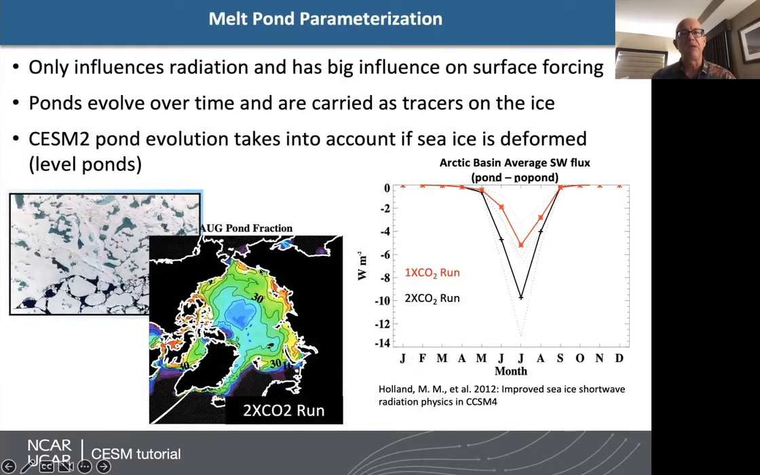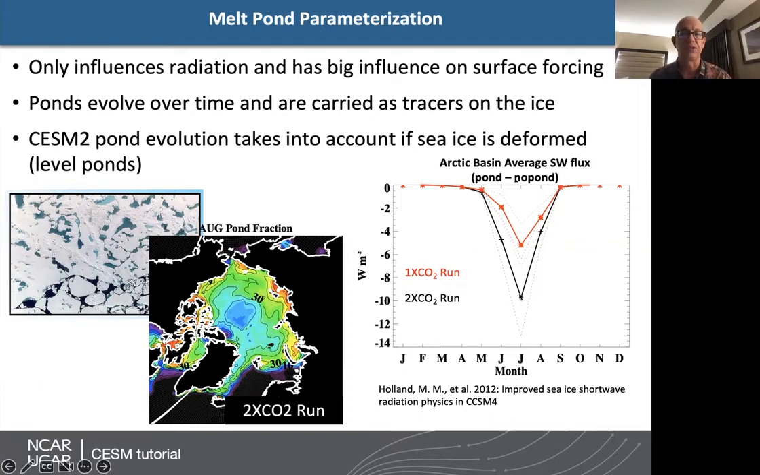So we've developed a pond parameterization to represent these things statistically, again, in a grid cell. So it's an average depth and an average fraction of ponds. And you can see here that with and without ponds, there's a significant change in the surface energy budget over the sea ice. In a one-time CO2 or an 1850 simulation, this is up to 4 to 5 watts per meter squared difference with and without ponds.